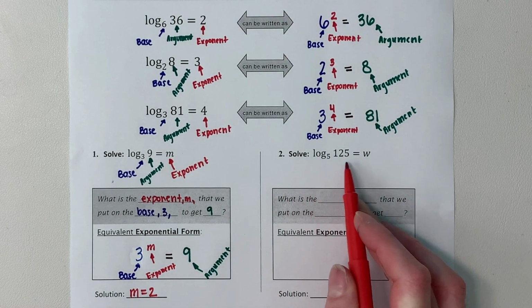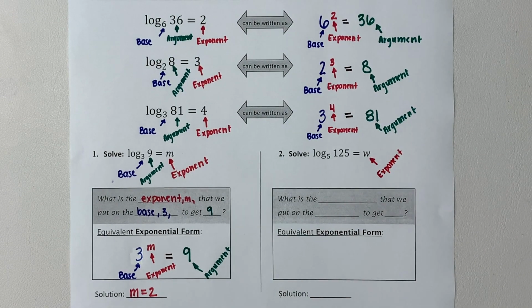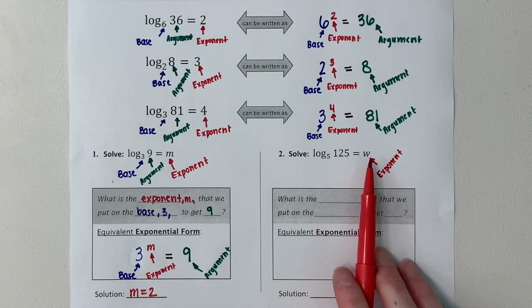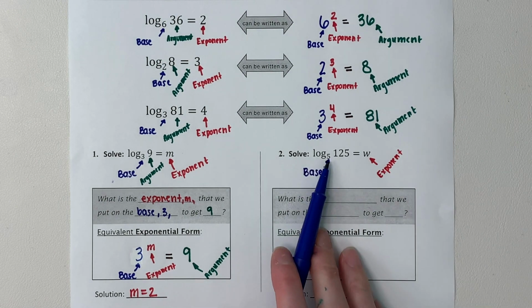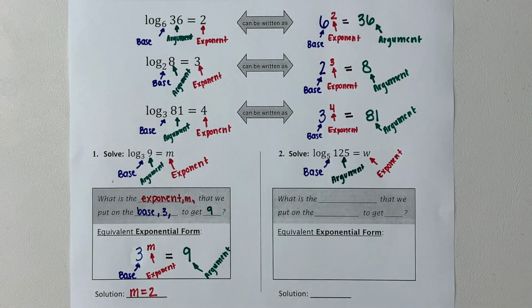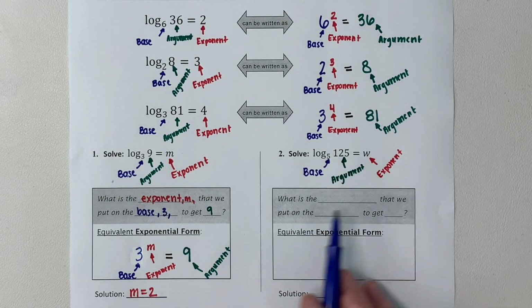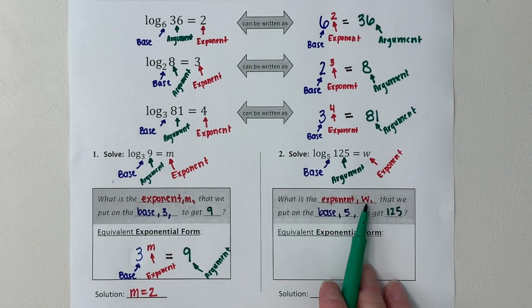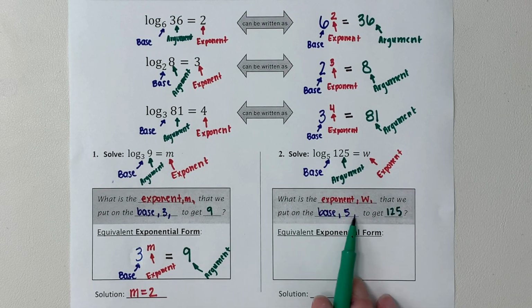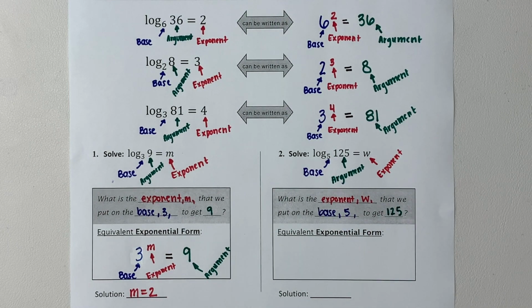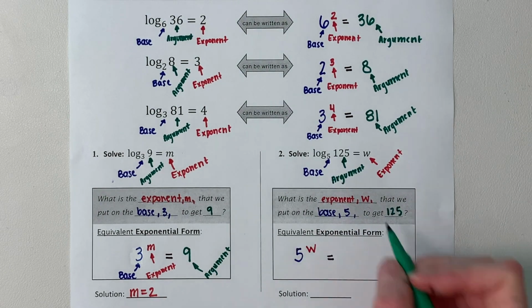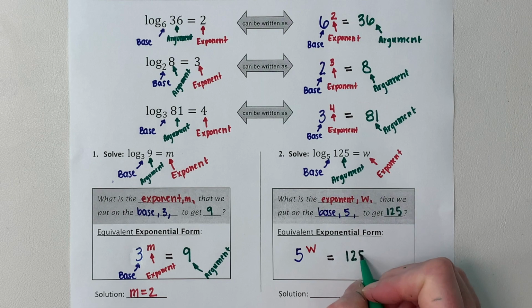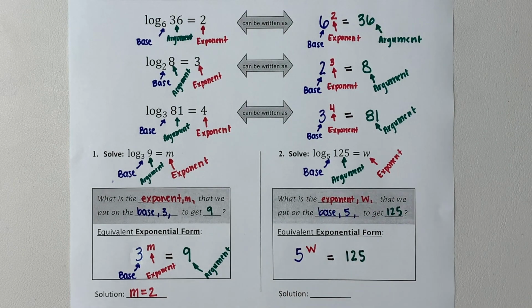So remember, a logarithm is always equal to an exponent. So this is asking, what is the exponent, w, that we need to put on the base 5 to get the argument 125? Let's write those exact words right here. What is the exponent w that we need to put on the base 5 to get 125? Let's practice rewriting this log in its equivalent exponential form. Again, w is the exponent that we need to put on the base 5 to get the answer or the argument 125. And let's label the parts of our exponential form.